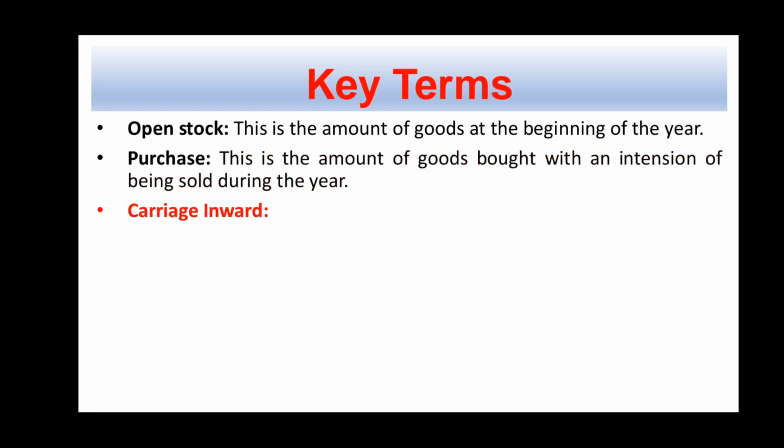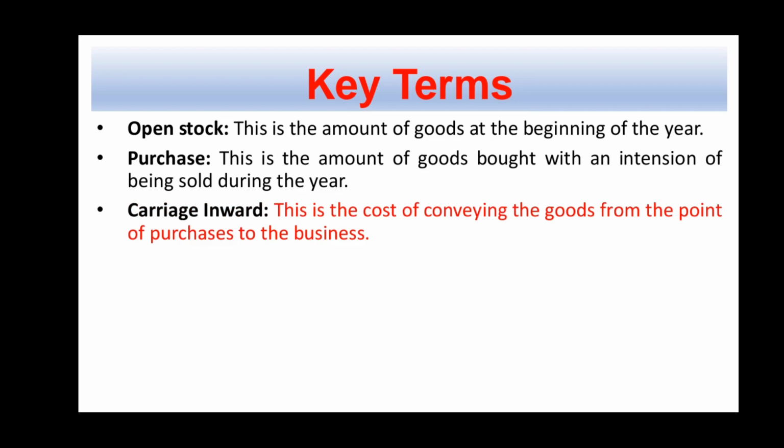Carriage inward. This is the cost of conveying the goods bought from the point of purchase to the business. That is what is regarded as carriage inward, which means all these costs will be added together: opening stock, purchases, carriage inward. We add everything together when we are determining the cost of an item.